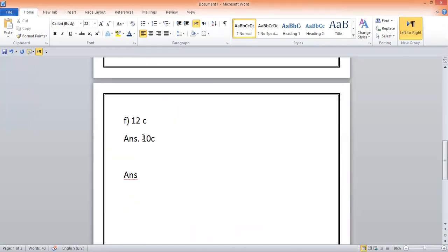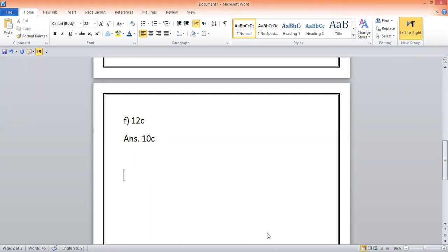12 cent. Look here. This is 12. 2 is less than 5. So you will not add 1 and it will be the same 1, and instead of 2 you write 0 on the ones place. It's 10 cent.